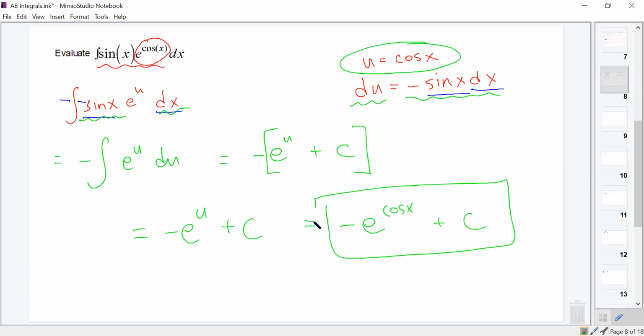Everybody good with that? Any questions on that process? That's what we're going to be working on for pretty much the rest of the day today, with ones that get more and more complicated as we go. So let's make sure we understand the basics of it. Any questions? Or are you guys good?